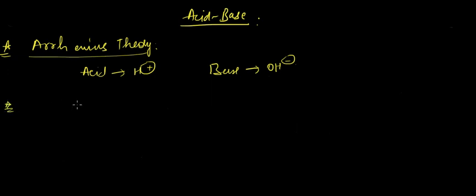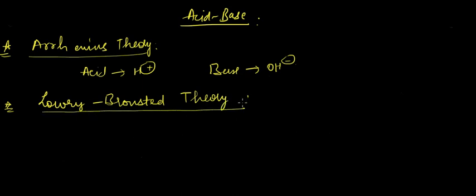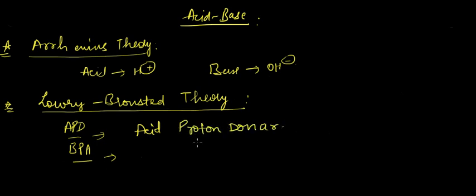Now next comes the Lowry-Bronsted theory, where we have that just remember APD and BPA. Full form is acid is proton donor, base is proton acceptor. Acid is proton donor, base is proton acceptor. Okay, now let's look into some examples.